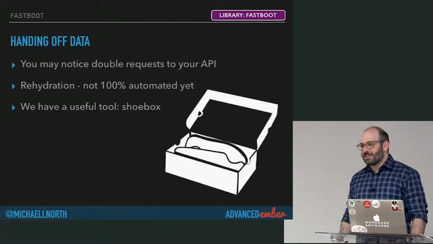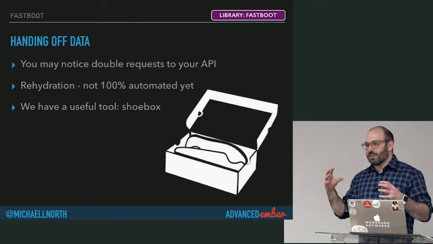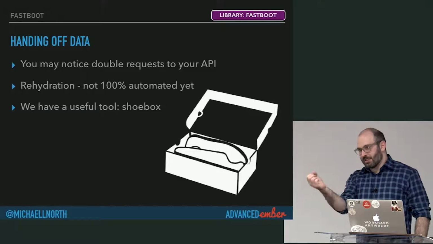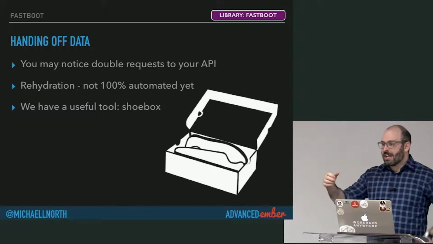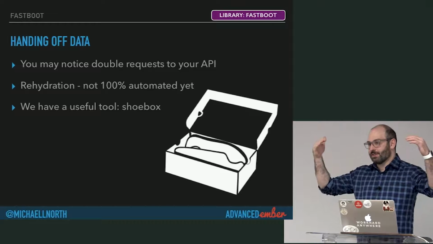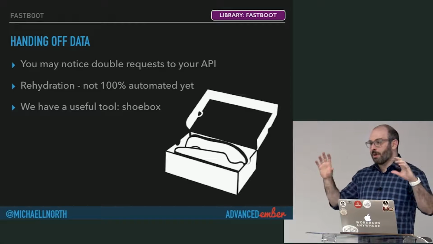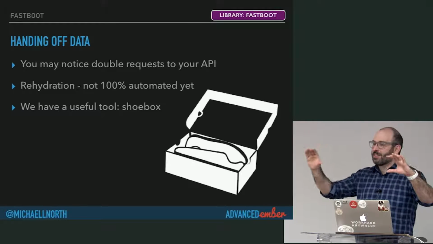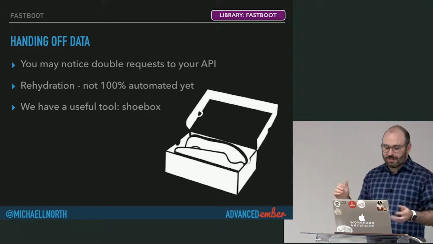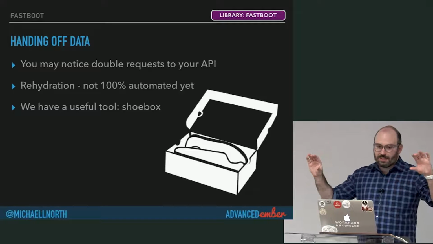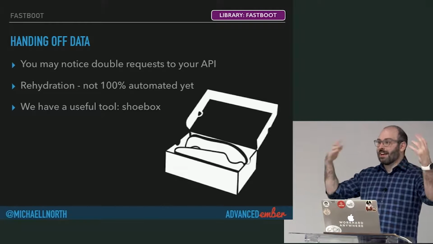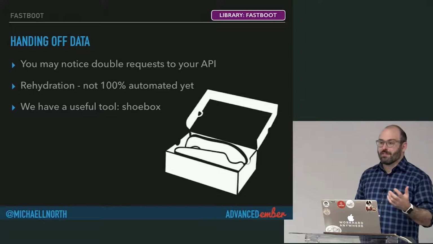The Shoebox essentially is chunks of JSON. They get serialized into your HTML that fastboot renders, and then when the client side picks up and starts to take over, it will grab that JSON from inside those meta or script tags, and it'll give you the ability to access them by way of a service.